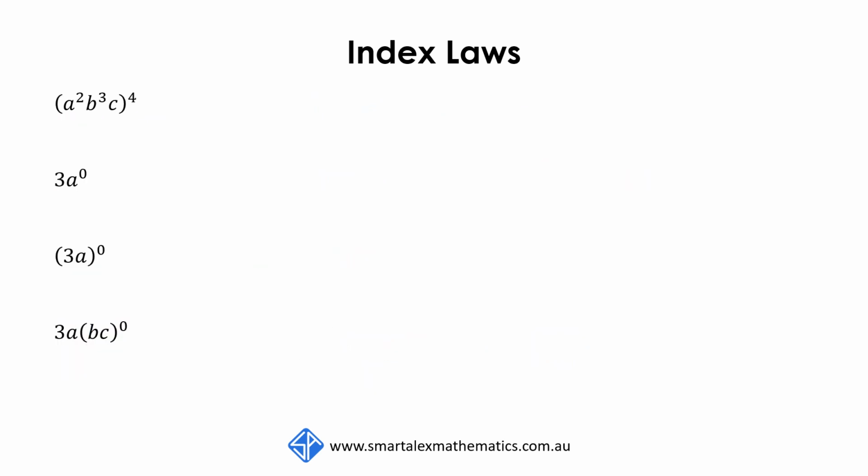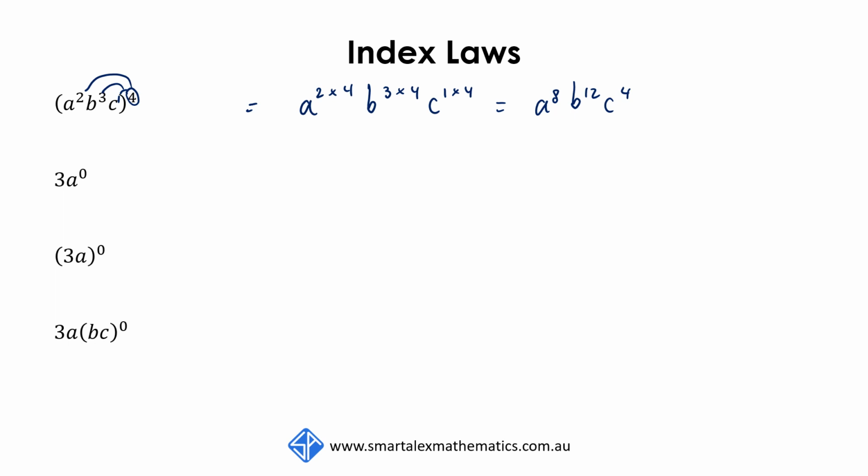In this next set, we're going to look at how to apply power of power as well as the zero index. The first question, we've got a squared b cubed c all to the power of 0. What we have to do is we simply multiply the power of 4 to every single power inside the bracket. C has got the power of 1. Note that it's not 0 because anything to the 0 would otherwise have been 1. This would equate to a to the power of 2 times 4, b to the power of 3 times 4, and c to the power of 1 times 4, which is equal to a to the 8, b to the 12, and c to the power of 4.